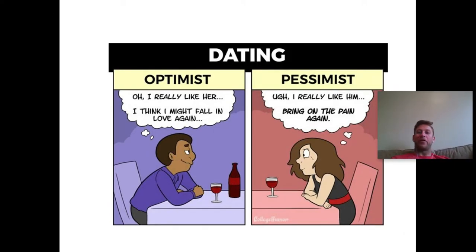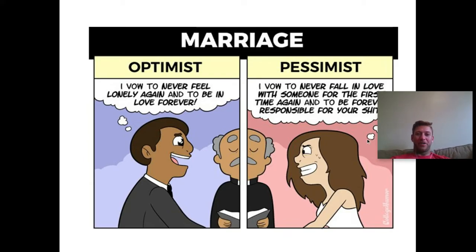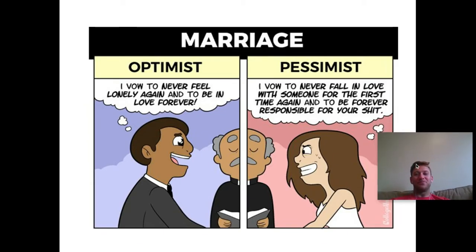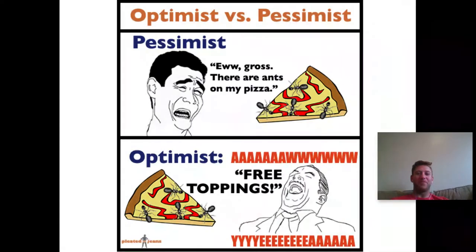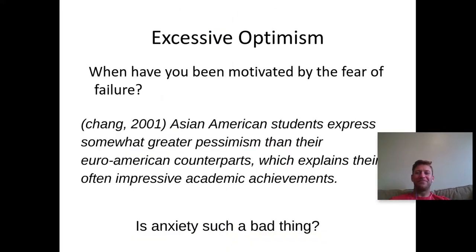The pessimist, on the other end, might say, oh, I really like him. Bring on the pain again. With marriage, here, you can read this one yourself and pause it. I love this one. The pessimist would say, ew, gross, there are ants on my pizza. The optimist would say, oh, yeah, free toppings.